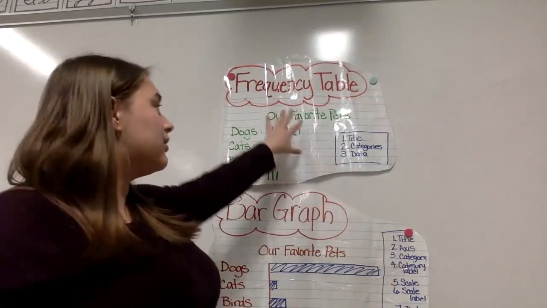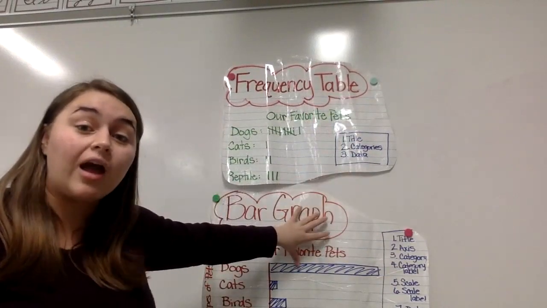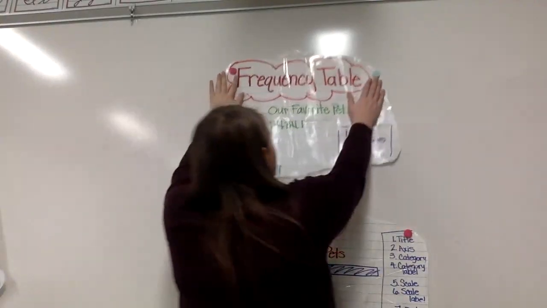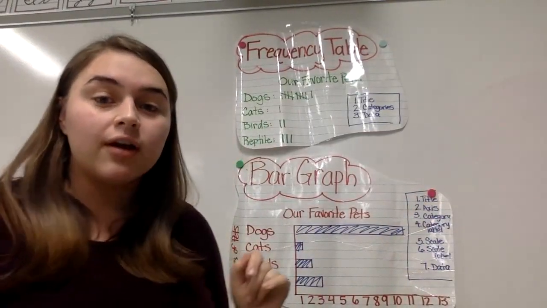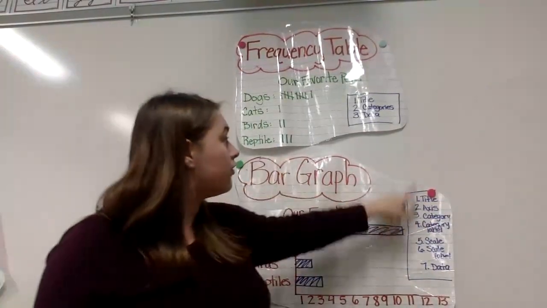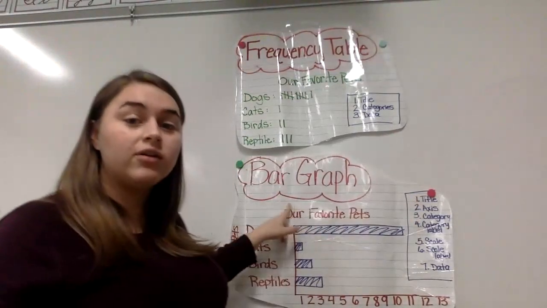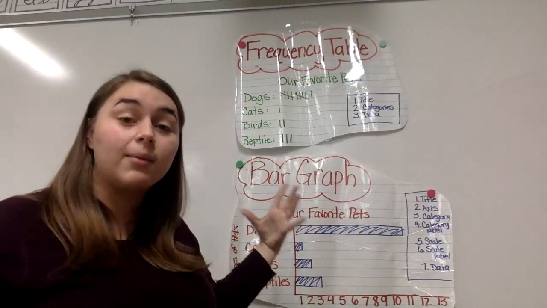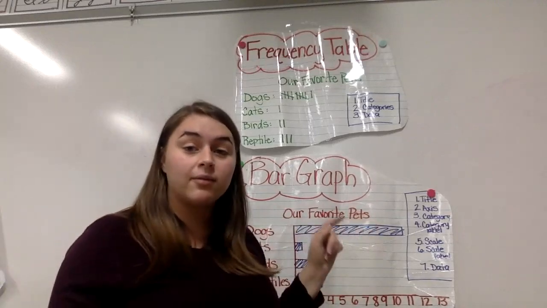So now we're going to be taking this same information that we put on a frequency table, and learning how that would look on a bar graph. So I'm going to move this up. On a bar graph, just like a frequency table, the first thing you need is a title. And the title can be the same because it's showing the same information. So the title can still be our favorite pets.